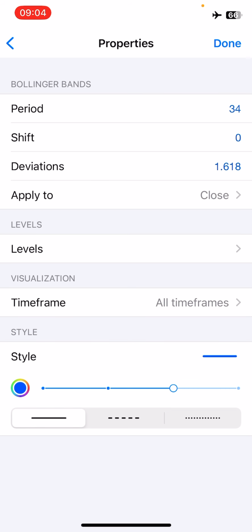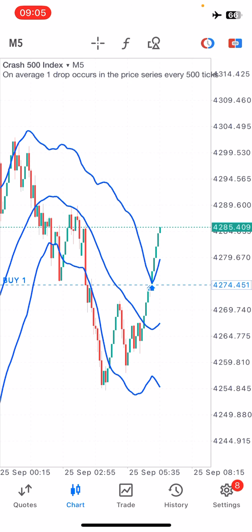And these Bollinger Bands are going to have the following properties. We have got a period of 34, a shift of 0, deviations of 1.618, apply to close. There is no need for levels, and you can allow the visualization to be on all time frames just in case you want to move around. And then I chose the blue color for our Bollinger Bands. Okay, so make sure you have these correct settings. So now if I click done, you see that we now have Bollinger Bands right on our charts.